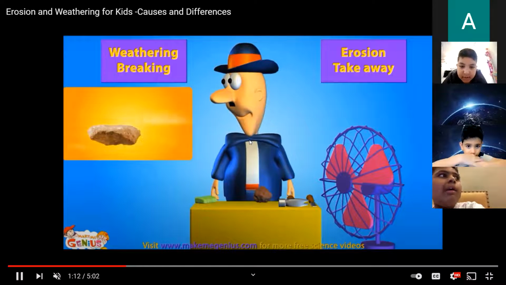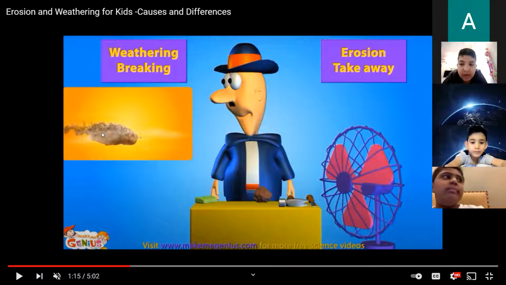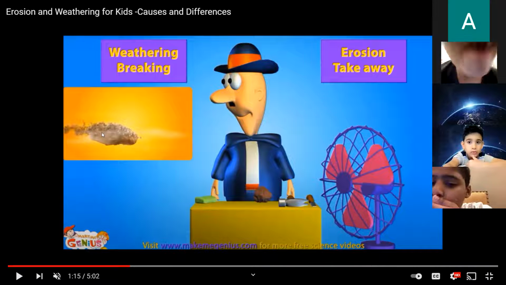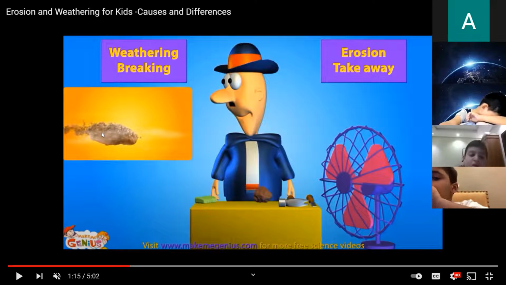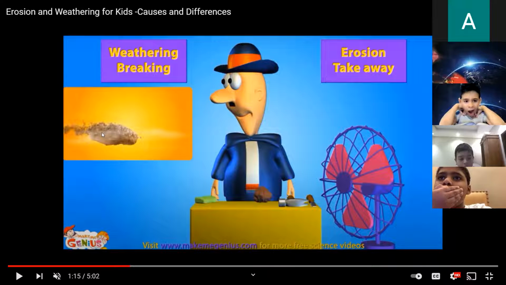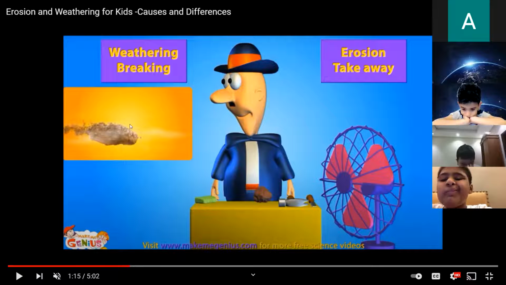Now, take a look at what this man is doing. Let's start. The wind over here is what? The wind is breaking down the rock. Is it breaking down or eroding? Erosion, because it is moving. It is weathering and erosion. Because when the rock breaks down into smaller pieces, this is weathering. After that, when it's moving from one place to another, this is erosion.